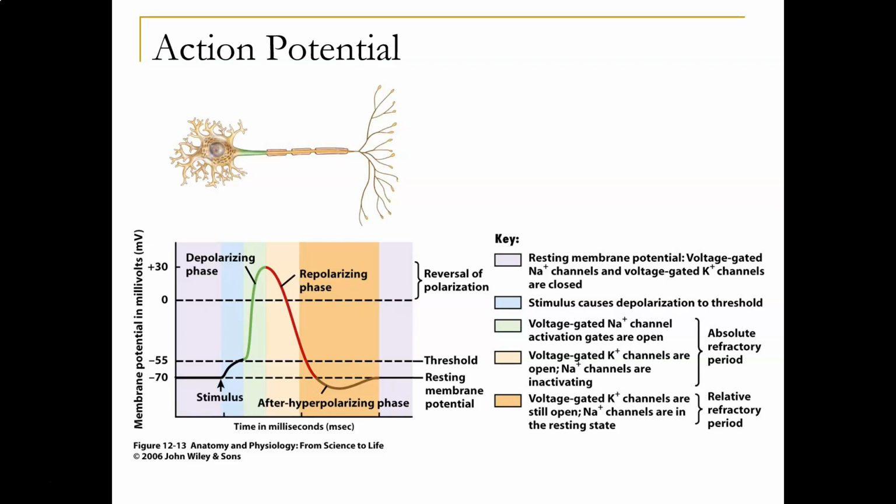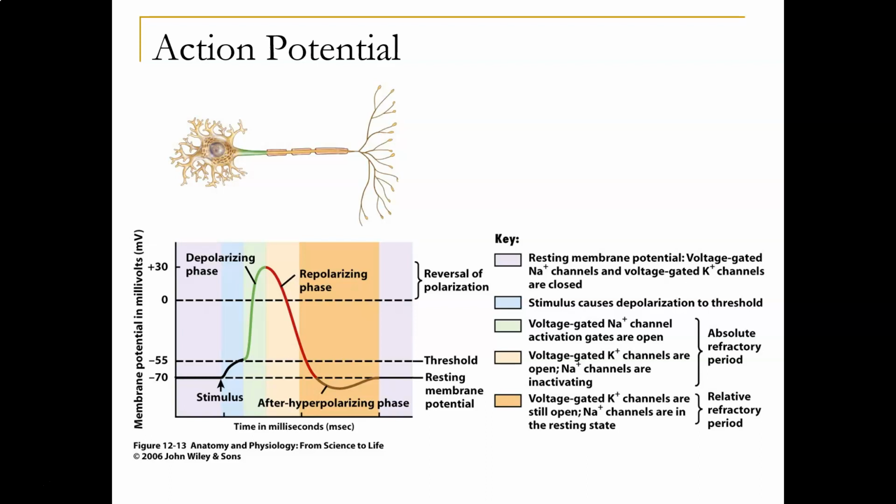So the sodium gates don't actually open until you see the green part of the graph. That's when they open. So the stimulus, again, is the graded potential bringing positive charge to the axon, opening those sodium gates at -55 millivolts. What happens if the graded potential arrives and it can only boost the membrane up to, say, -65 millivolts?